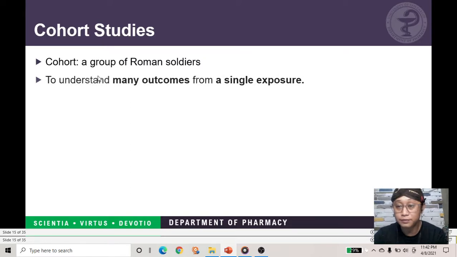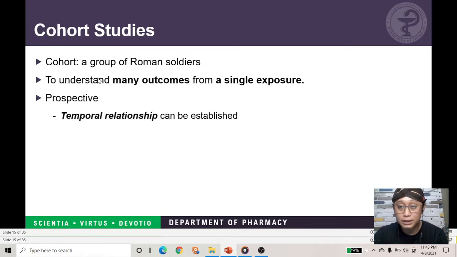So prospective. To understand this study design is to understand many outcomes from a single exposure. So we will depart from a single exposure. We have two groups, the case group, that's the exposure group, and we have the control group that contains those who do not have exposure. From this we will try to find as many outcomes as we could to establish the association between the exposure and the outcomes.